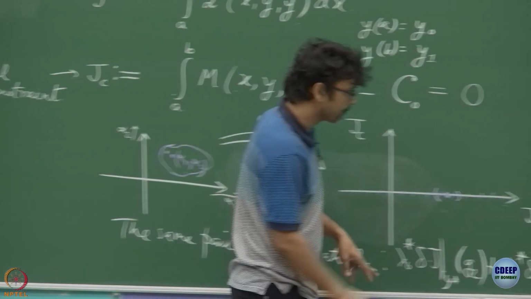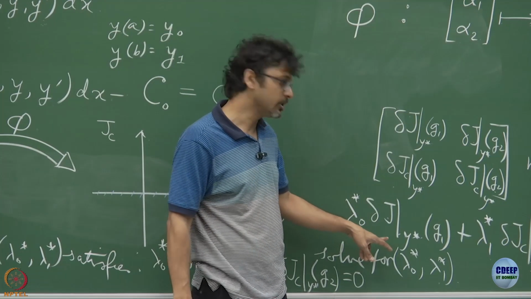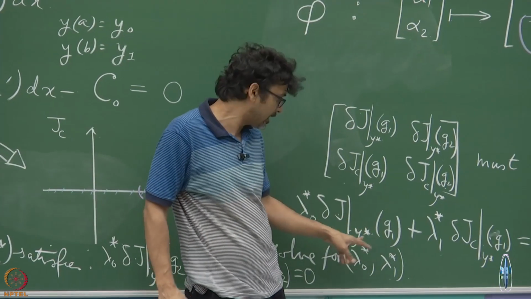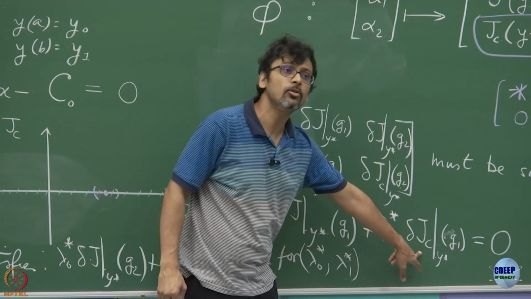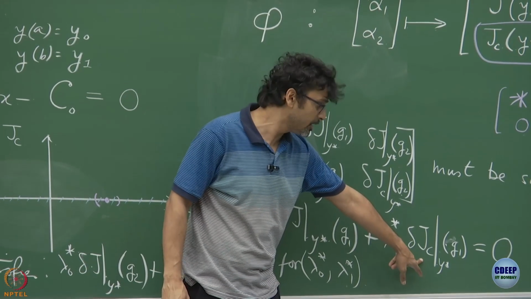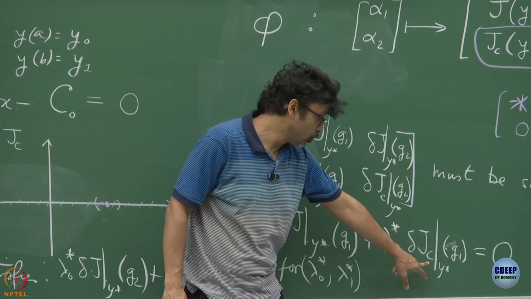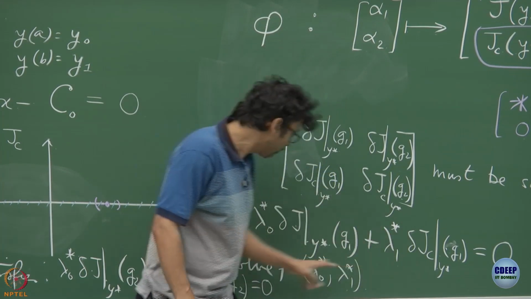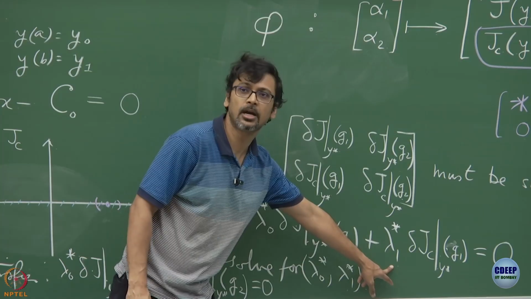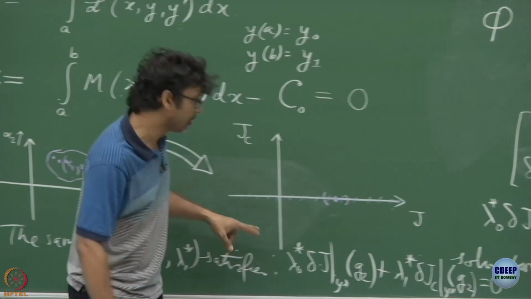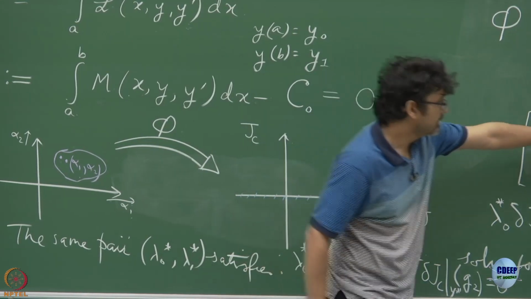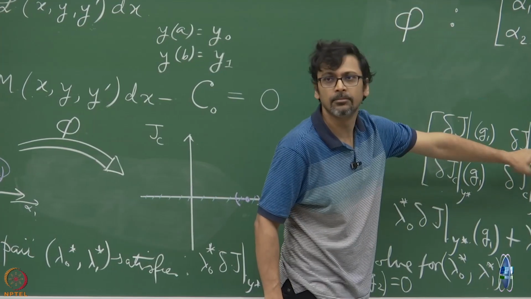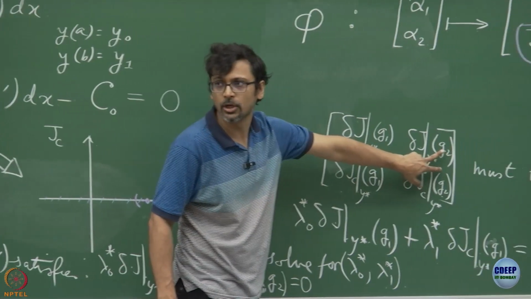On the other hand, if that is not the situation, you will always be able to find a g1 such that this is not 0. There is some direction along which this doesn't vanish. Choose that as your g1, solve for lambda 0 star and lambda 1 star, and invoke that lambda 0 star and lambda 1 star on this second condition, the row dependency of the Jacobian.